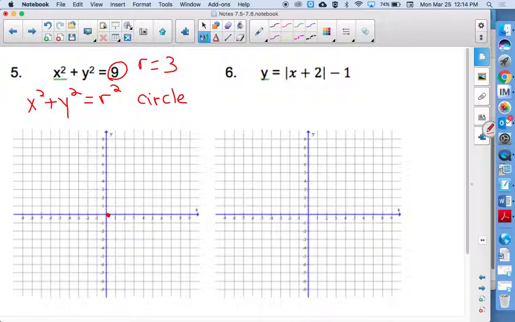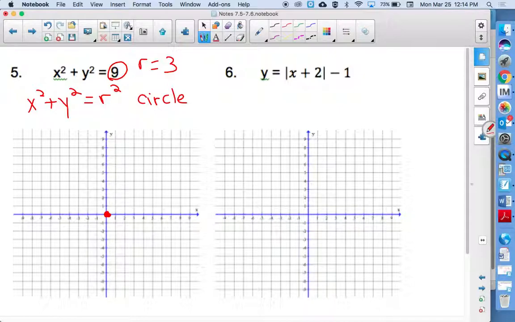So when you graph a circle, this is really basic graphing. Start at the center. Well, it's just x squared and y squared, so the center is at the origin. It'll move left or right, just like any of the other graphs move left or right. When it's with x, it goes left or right. When it's with y, it goes up or down. And then your radius is 3.